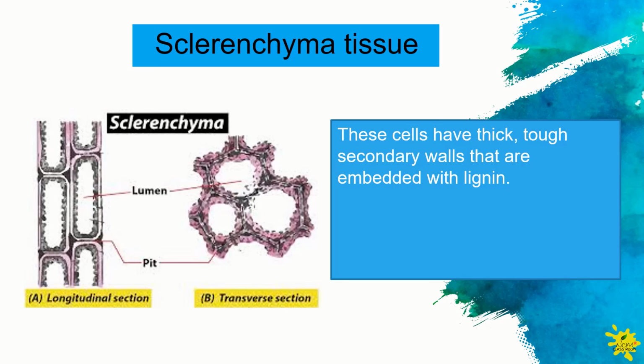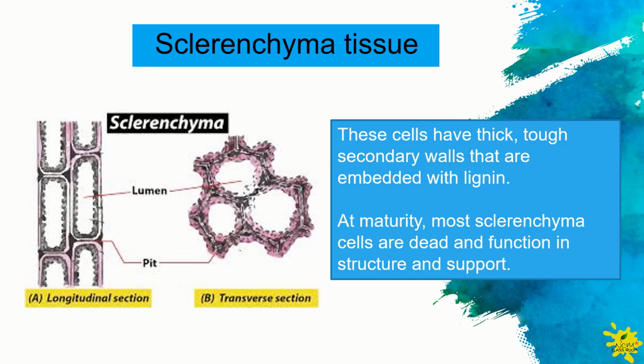Sclerenchymatous tissues. These cells have thick, tough secondary walls that are embedded with lignin. At maturity, most sclerenchyma cells are dead and function in structure and support. The longitudinal section and the transverse section you can see.